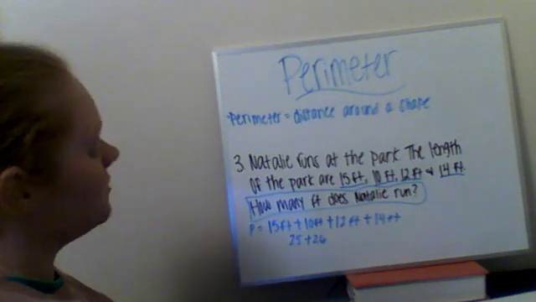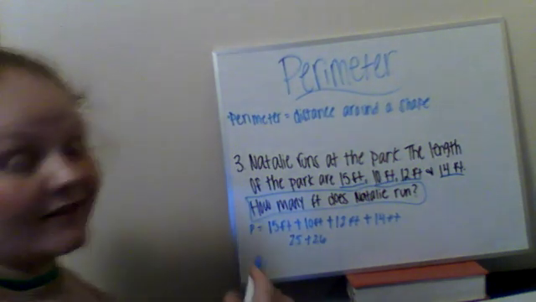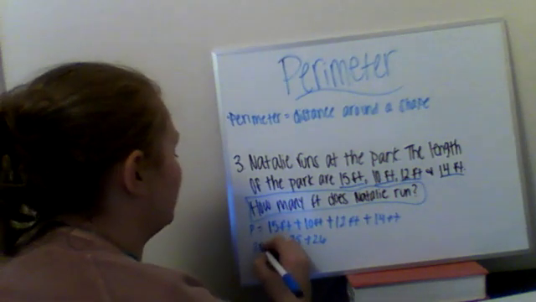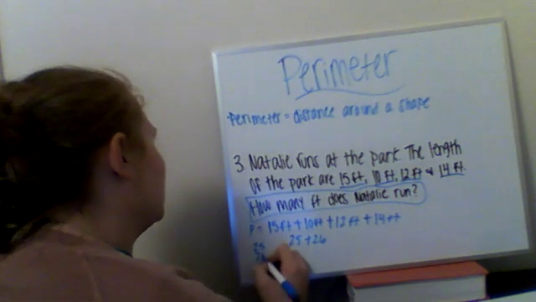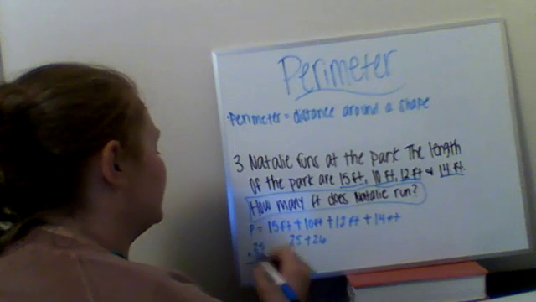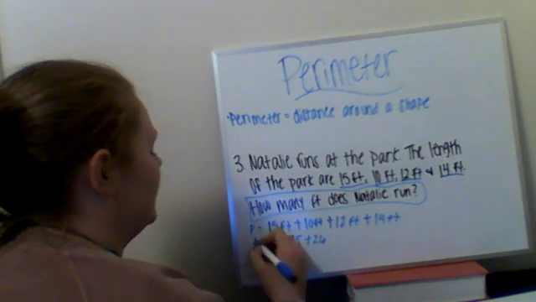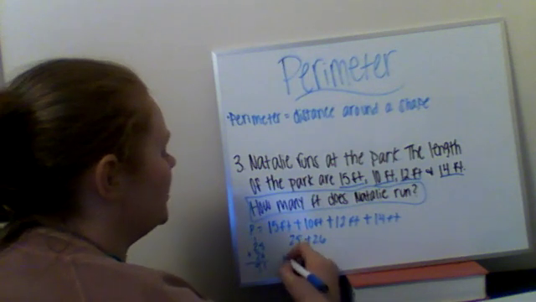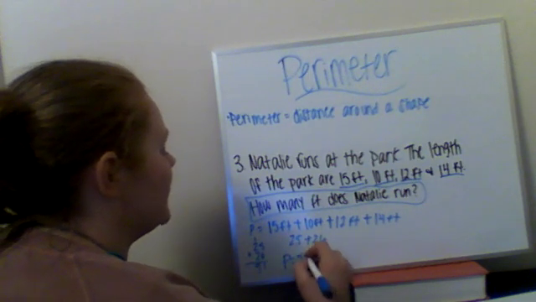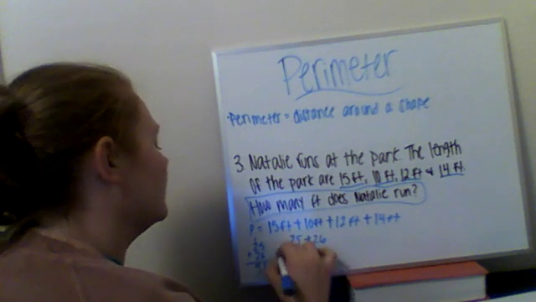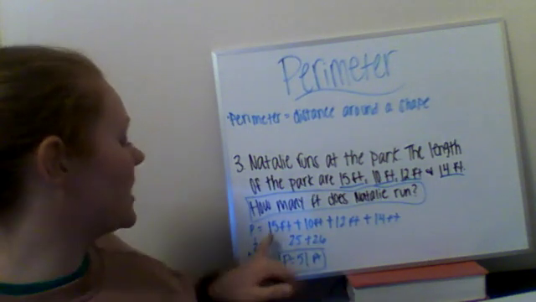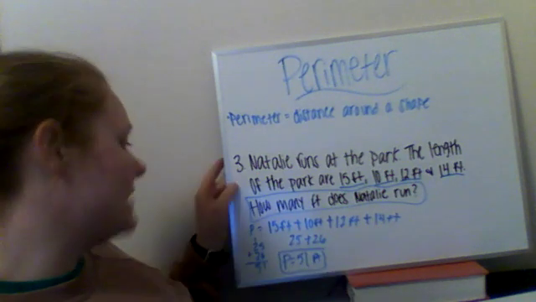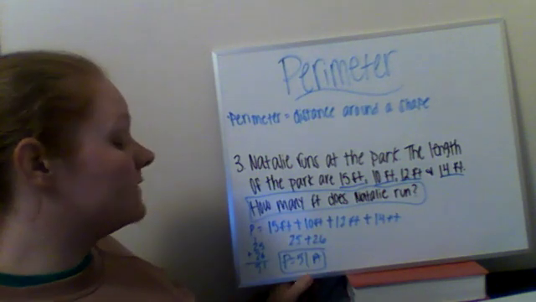Okay? Now, what I'm going to do, I'm going to set this up in vertical form to figure out how to solve this problem. Okay? So I'm going to put 25 out to the side, and I'm going to add 26 to it. 5 plus 6 is 11. Carry my 1. 2 plus 2 is 4. Plus 1 more is 5. So I know my perimeter is 51 feet. So based on the lengths of the park being 15 feet, 10 feet, 12 feet, and 14 feet, I know Natalie is going to run 51 feet.